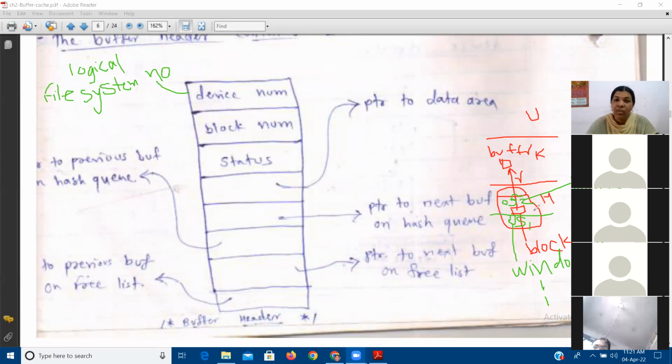So that's why the first identification which is required compulsorily in the case of a buffer header is nothing but the device number. So device number is also called a logical file system number. So it is the number of the file system. It is the logical number of the file system. So what is a file system? File system is nothing but the operating system. So each operating system has its own unique logical file system number.